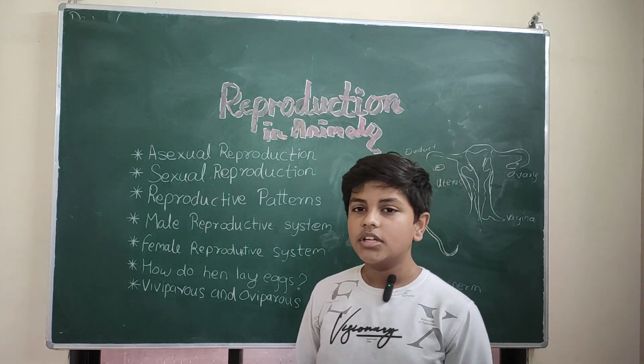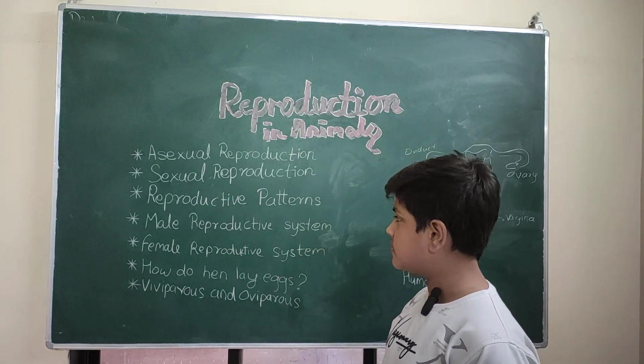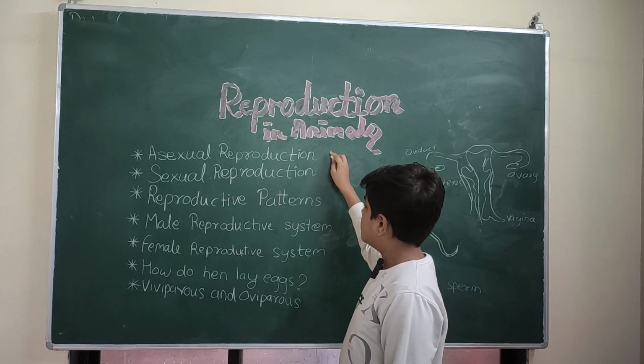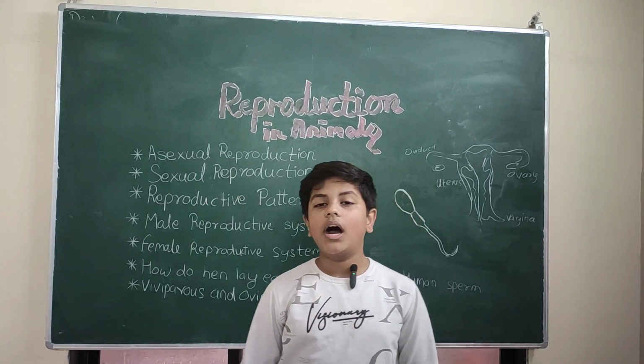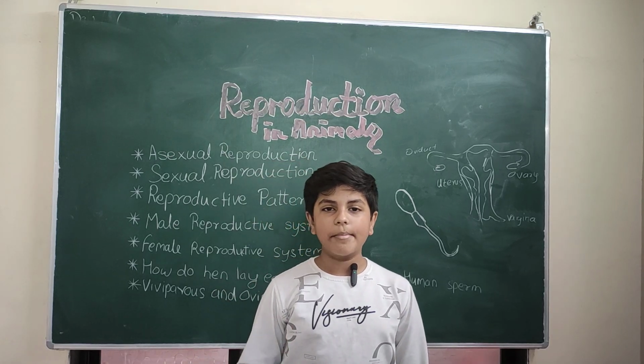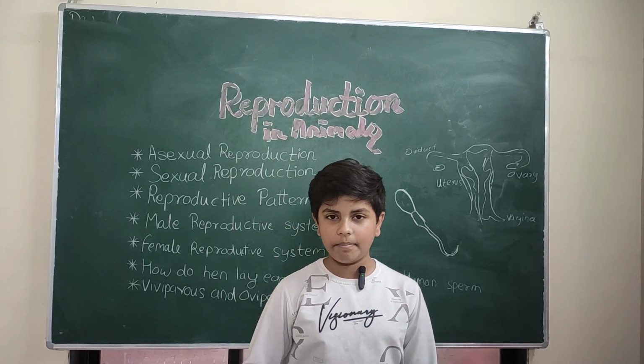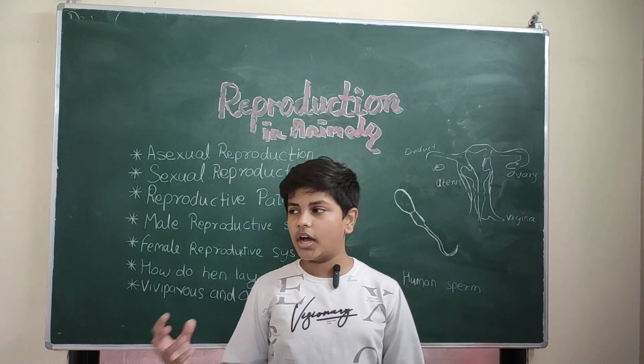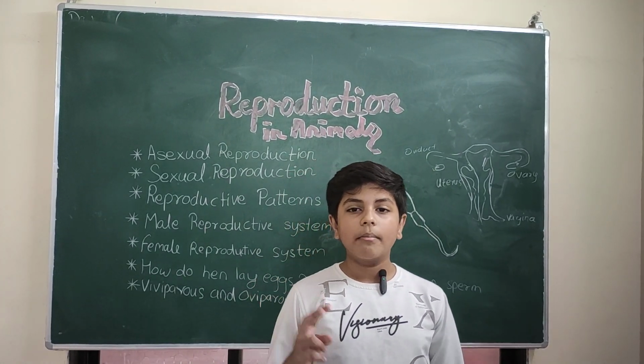First, we will see two types of reproduction. There are two types of reproduction: asexual and sexual. First of all, we will see asexual. Asexual reproduction means producing young ones by a single parent, and sexual reproduction means producing young ones by the two gametes, means the two parents.